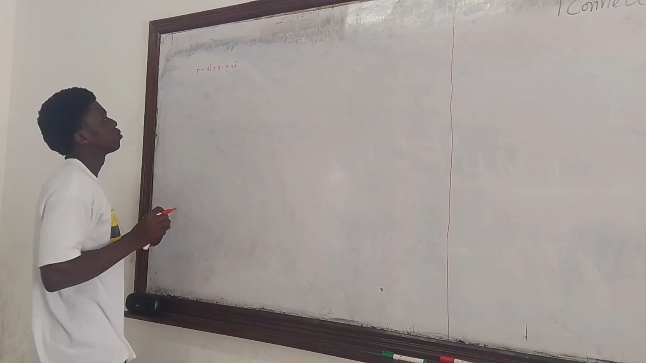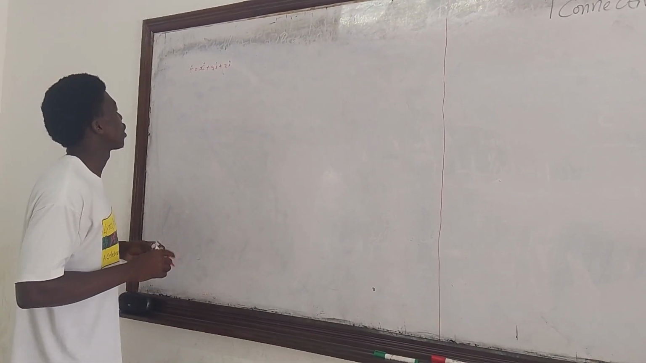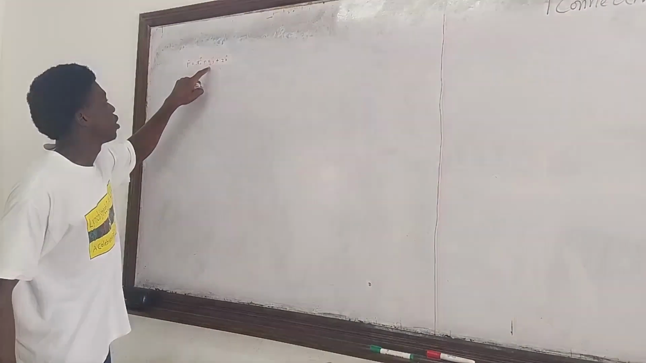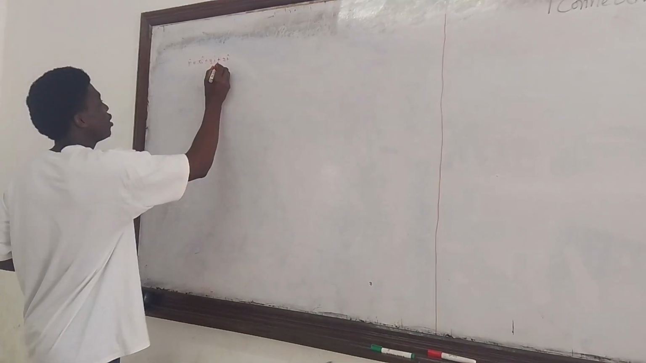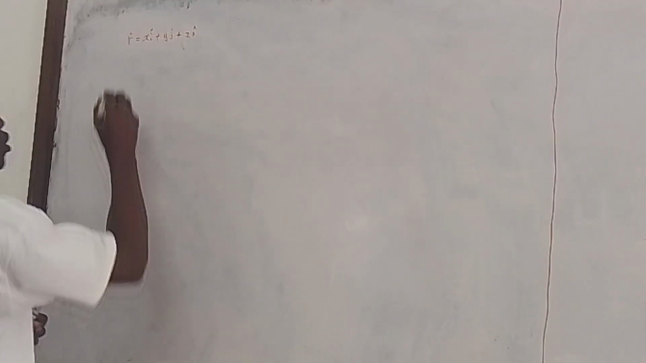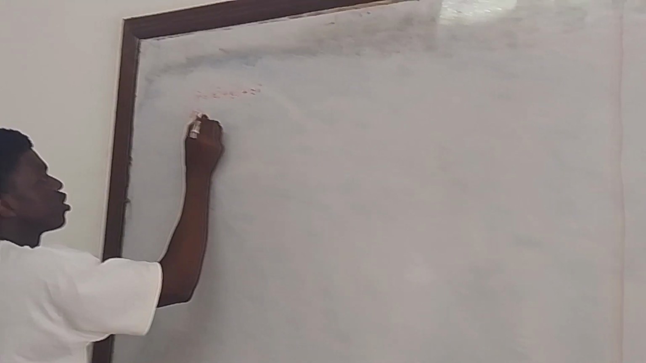To find the total derivative, dr is equal to d of our radial vector, which was x in the i direction plus y in the j direction plus z in the k direction. Meaning our total derivative dr will be dx i plus dy j plus dz k.